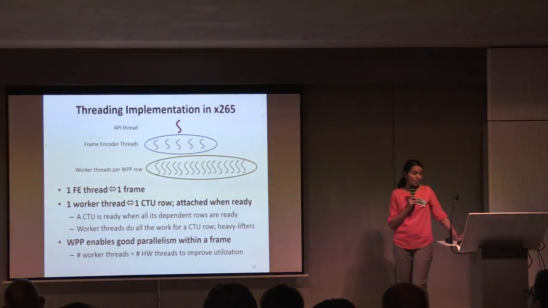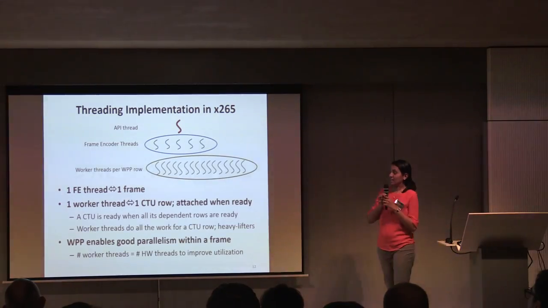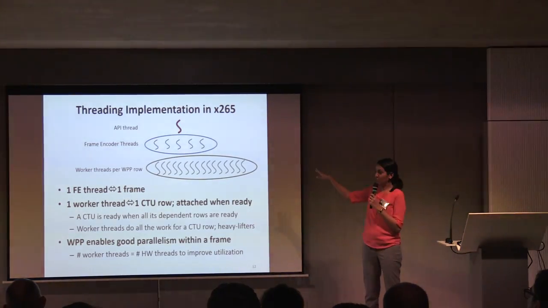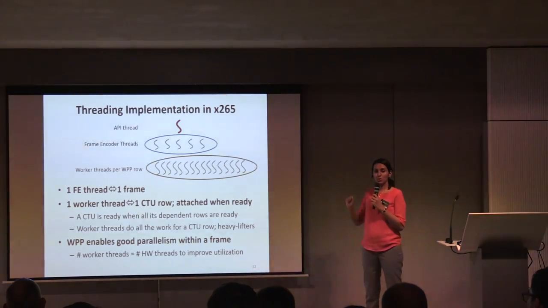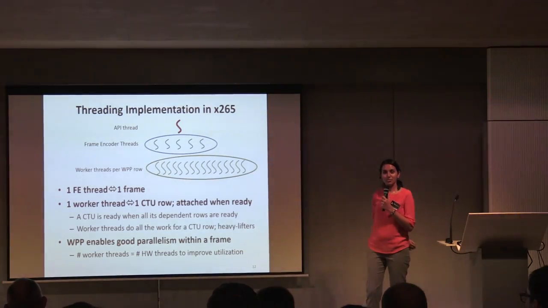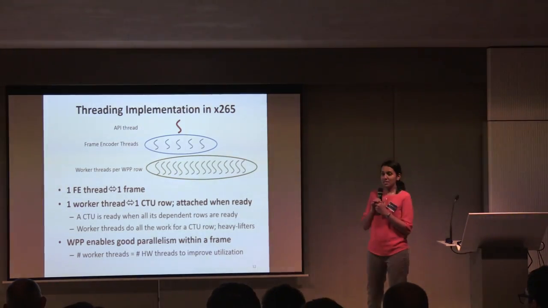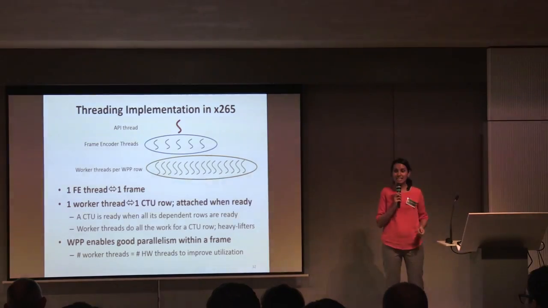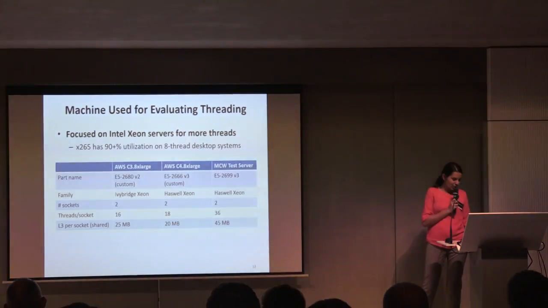We have implemented most of the threading features we could think of. So you have the API thread, and then you have frame encoder threads, which handle every frame. These two are pretty much blocked all the time, and you expect them to be sleeping. Then you have the worker threads per WPP row. So those are your row encoder threads, which proceed in the simultaneous wavefront pattern, if you have read the HEVC documents. We do get fairly good parallelism, or at least we've utilized whatever we can think of in terms of utilization.